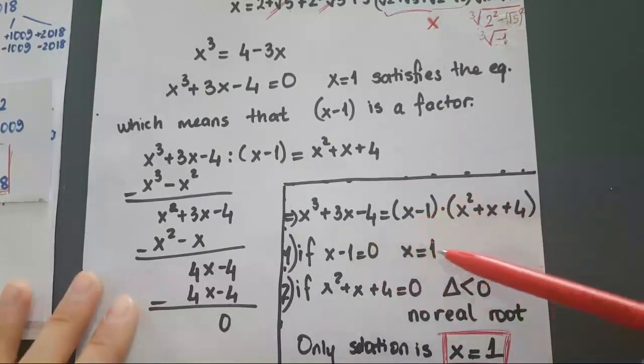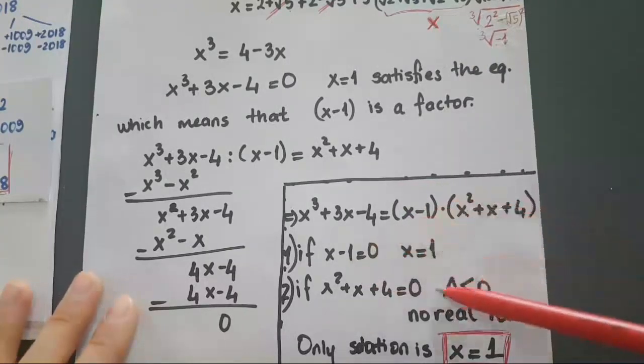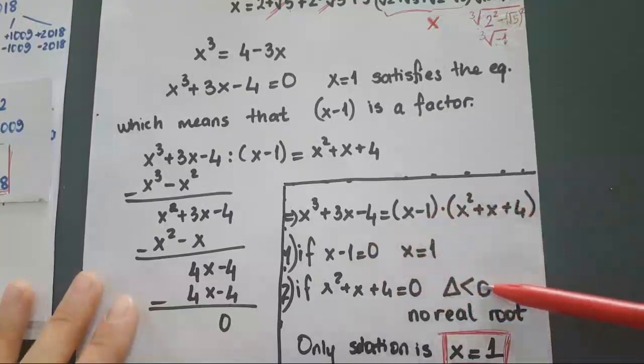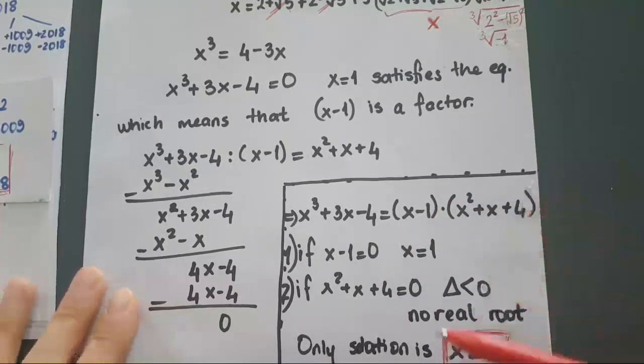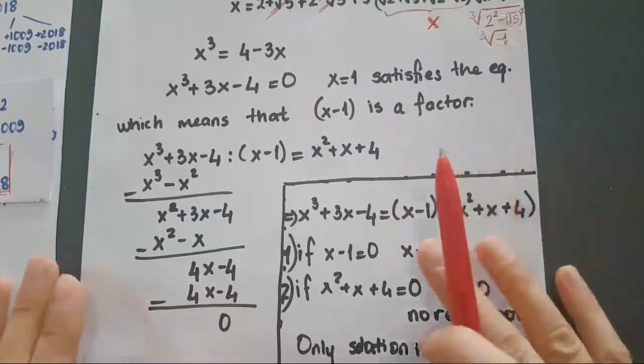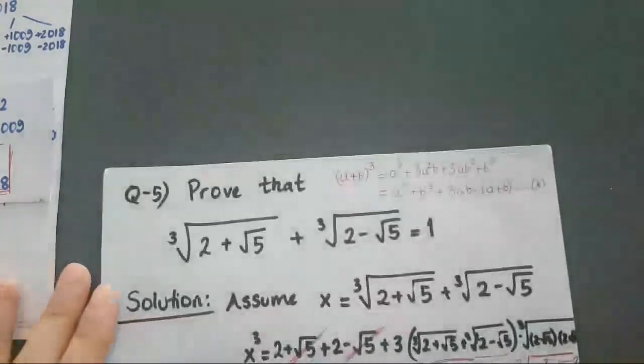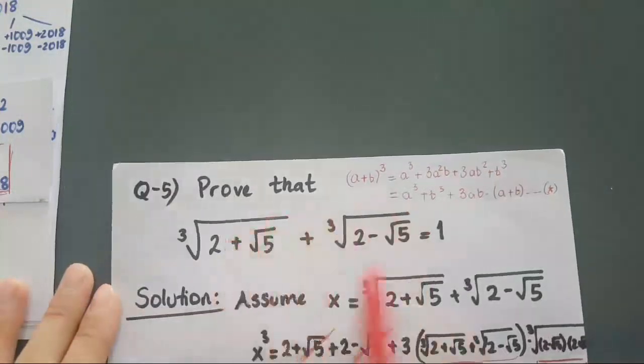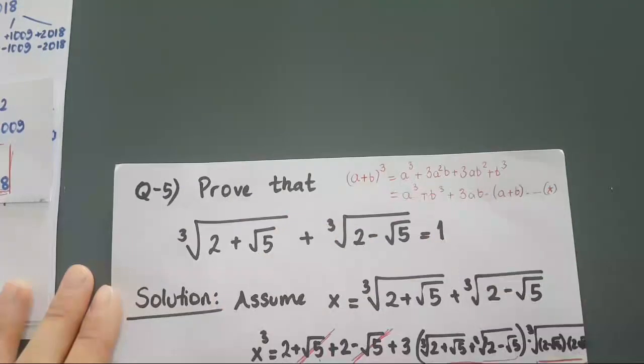If the first one is 0, then x is 1. If the second one is 0, there is no real root because delta is smaller than 0. So there is only one solution for this problem: x is equal to 1. Then what was x? X is the left hand side of the equation. We proved that cube root of 2 plus root 5 plus cube root of 2 minus root 5 is equal to 1.